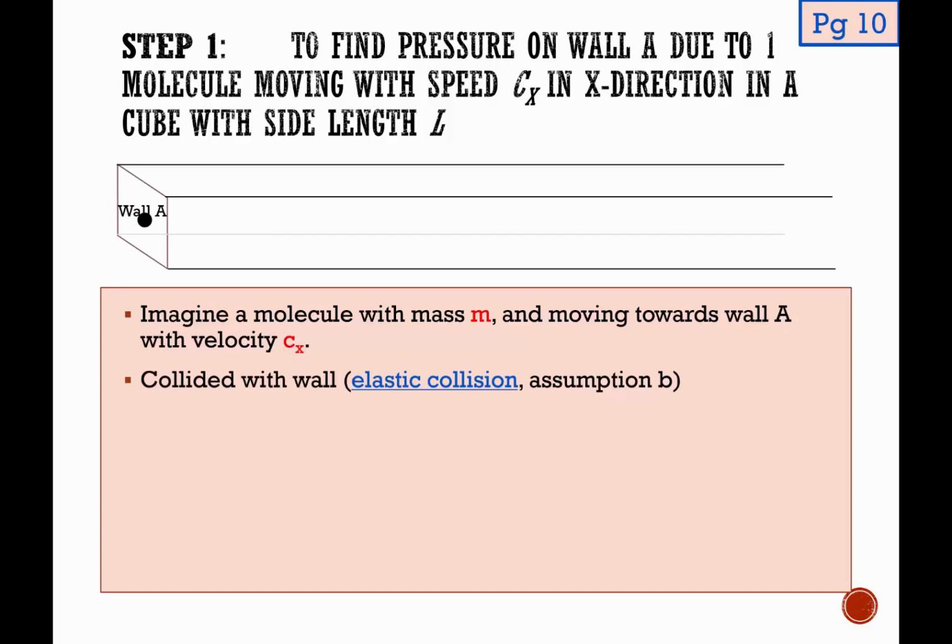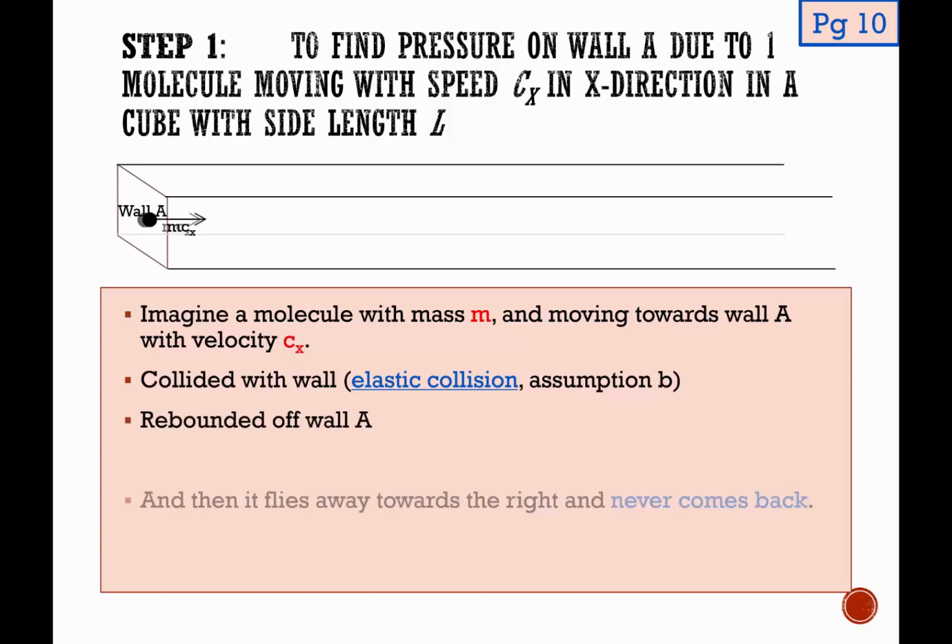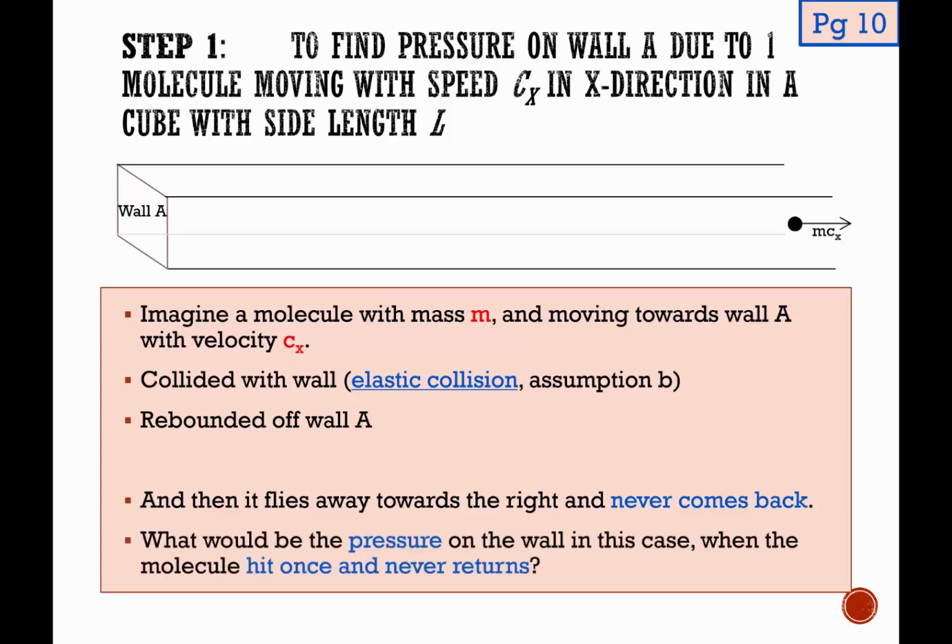So recall that elastic collision is actually one of the 6 key assumptions of the kinetic theory. So after colliding, you actually rebound off wall A, and then what happens next is you'll fly away to the right and never ever return. Because remember, my right hand side actually stretches to infinity. So now, how would we quantify the pressure acting on wall A when there is only this one molecule hitting the wall A once and then never ever returns?